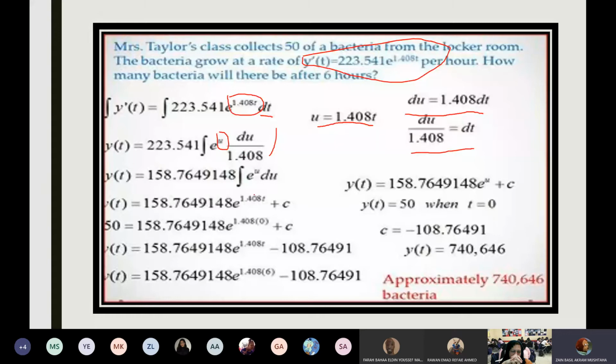So now we integrate e to the power of u. You know that the antiderivative of e to the power of u is e to the power of u plus c. So after integrating, this is the function that we're going to get. Okay, so it's given in the question that y of t is equal to 50 when t is equal to 0.